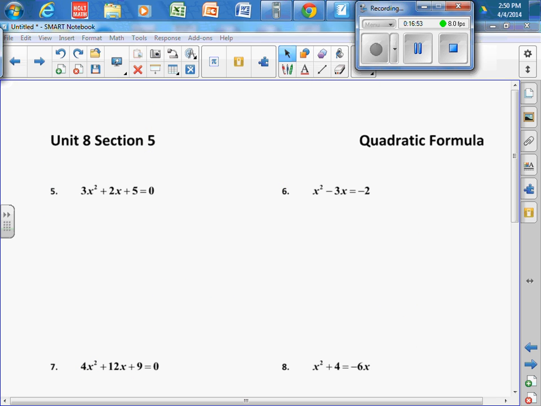So on the next page, and I would recommend that you do this on a separate sheet of paper, give yourselves plenty of room to work these out. Do numbers 5, 6, 7, and 8 on your own. And when you're done, go ahead and come back to the video and see how you're doing. If you want to try to do it right here on your notes, that obviously is okay. But go ahead and pause the video right now and come back in when you're done with these 4 problems.